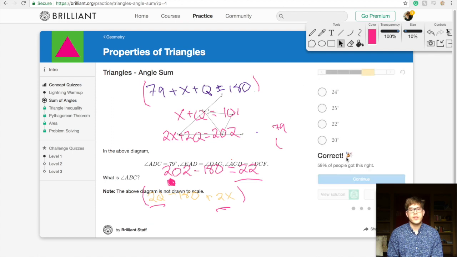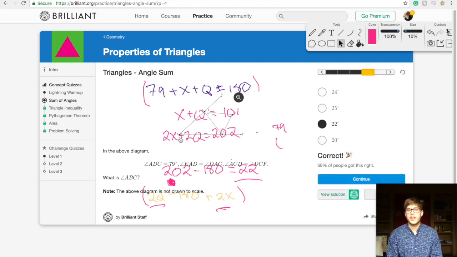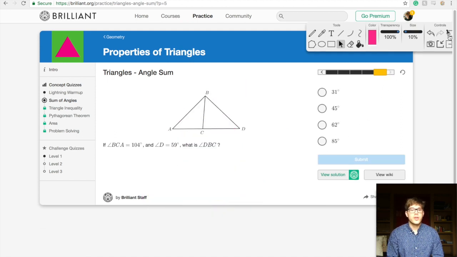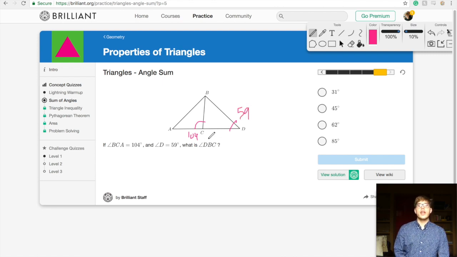All right, that was a fun problem. That was a lot to think about. This has been a good quiz so far. What's this last problem we have? If angle BCA equals 104, and angle D is 59, what is angle DBC? So the angle in question is this one here. This is our unknown x.